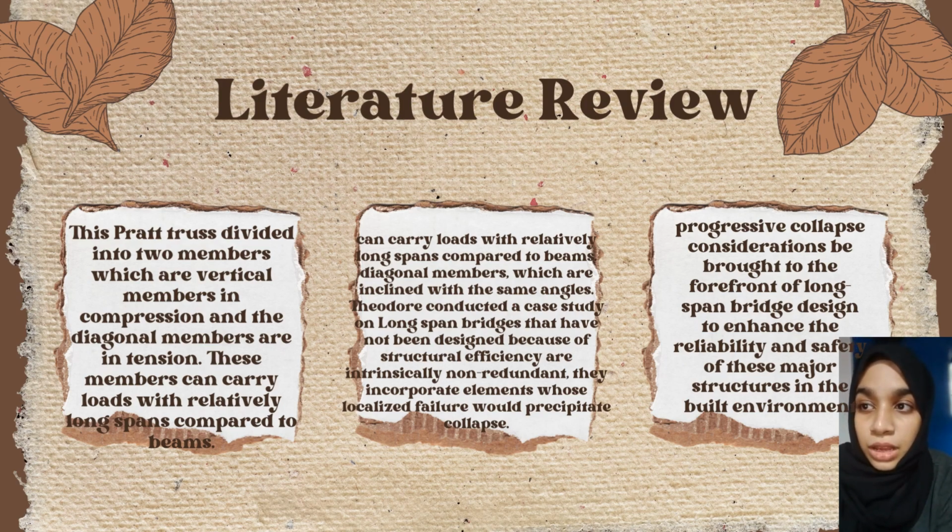For the literature review, in this Pratt Truss, we have two kinds of members: the vertical members are in compression, and the diagonal members are in tension. This truss can carry loads over relatively long spans compared to beams. Usually this bridge carries traffic, like a traffic jam, so it can manage to carry heavy loads like that.